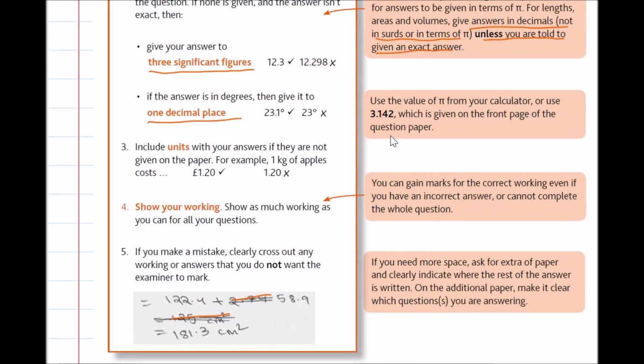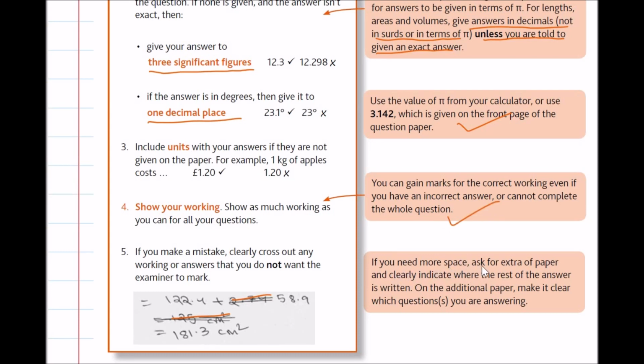Next point, use the value of pi from your calculator or use 3.142, which is given on the front page of the question paper. It is always better to use pi directly in the formula wherever you are using it. You can gain marks for the correct working even if you have an incorrect answer or cannot complete the whole question. So, methods must be shown.